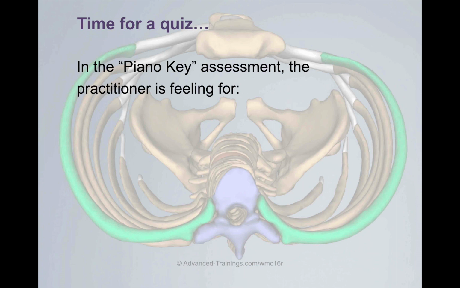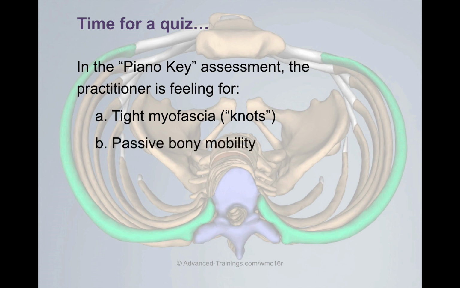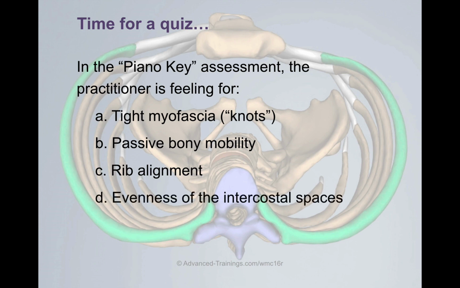So a little review. In the piano key assessment, what was I feeling for? Would you say, and you pick your answer: tight myofascia or knots, because there's usually plenty of those in the erectors; passive bony mobility; rib alignment, were the ribs all lined up or were there prominences, that kind of thing; or evenness of the intercostal spaces? Was I feeling for that space right next to the costovertebral joint and making sure they're even? What would you say is the primary thing I was feeling for?